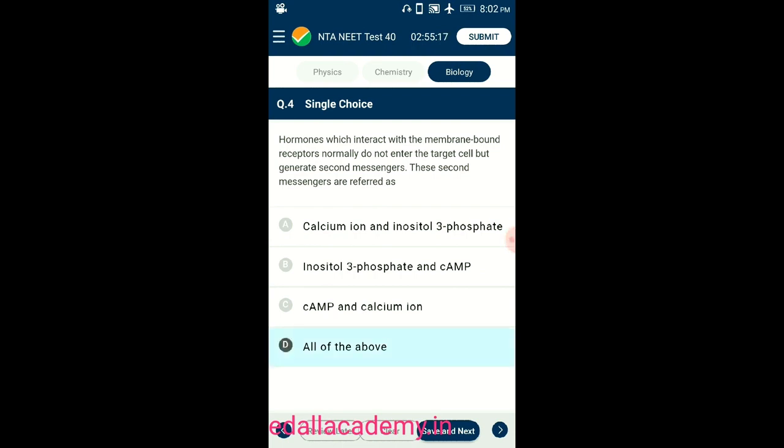Hormones which interact with the membrane bound receptors normally do not enter the target cells but generate second messengers. The second messengers are referred to as calcium ion, inositol triphosphate, and cyclic AMP. So the answer for this question is all of the above.